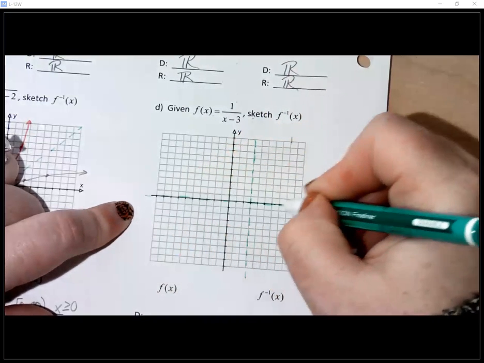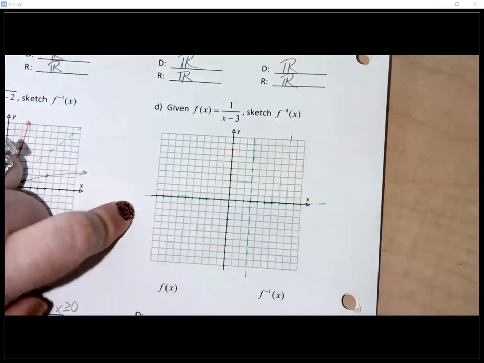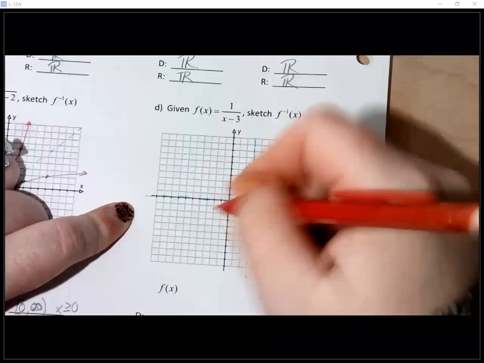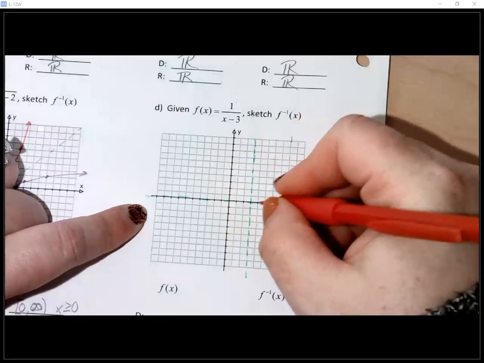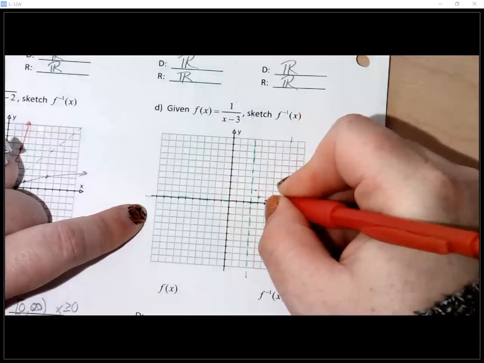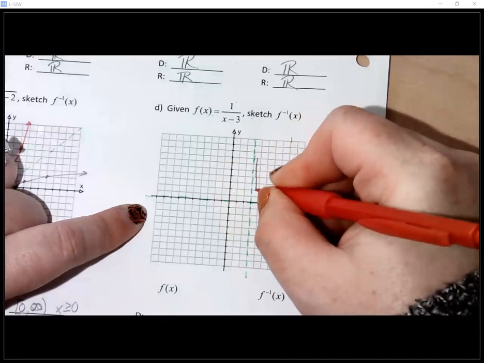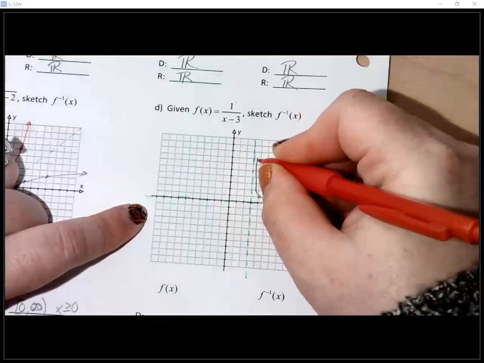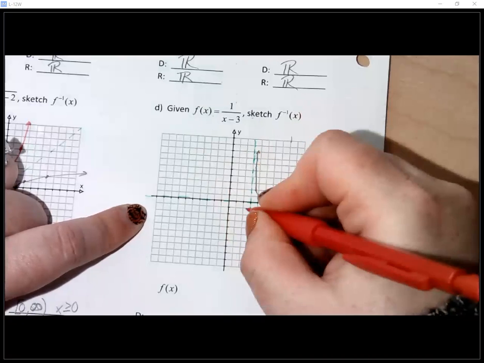And then it's really just that parent function shifted to the right 3, right? So I have a dot there, and then these just get closer and closer and closer to the asymptotes, but never actually touch it. Same thing's happening here.